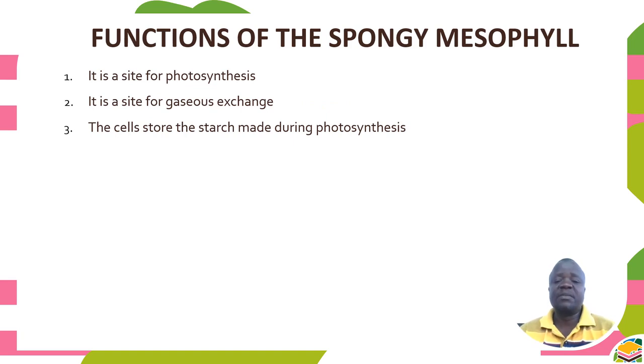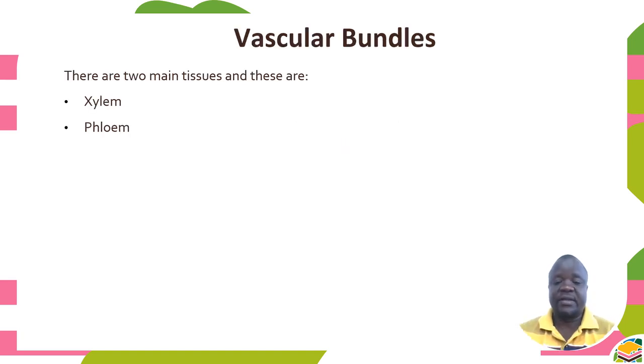Functions of the spongy mesophyll: it is a site for photosynthesis, and it is a site for gaseous exchange. Remember, it has some intercellular spaces. The cells store the starch made during photosynthesis. So the cells contained in the spongy mesophyll are there to store starch.